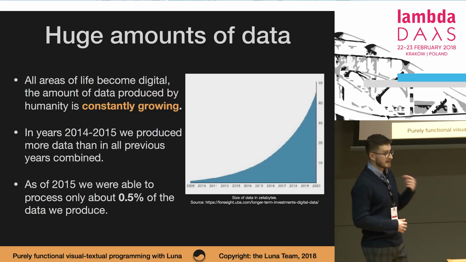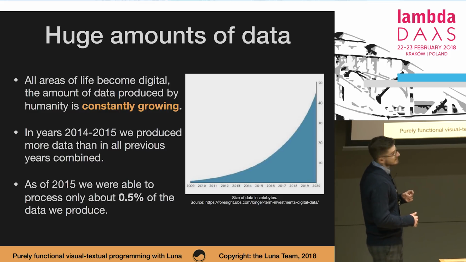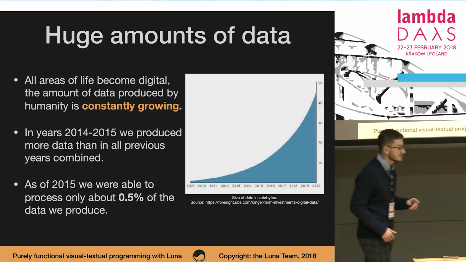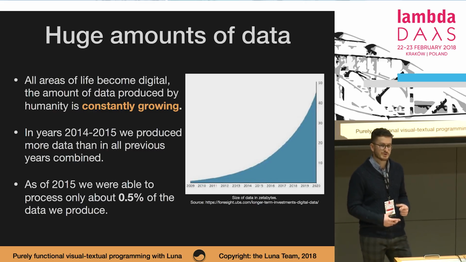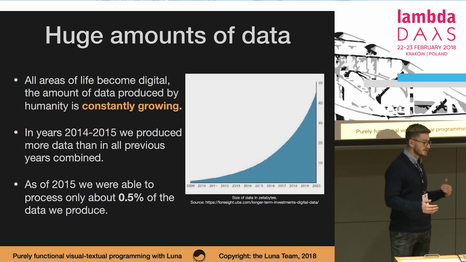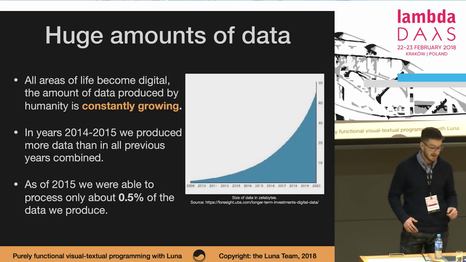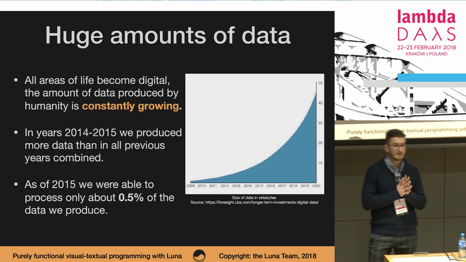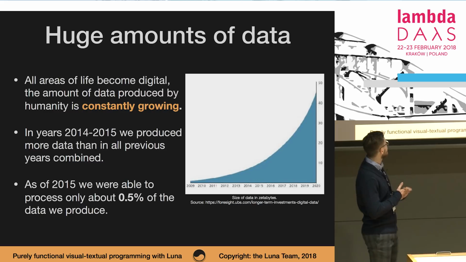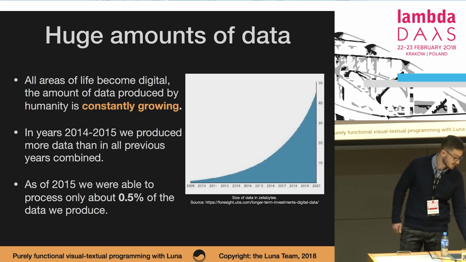To back this intuition up, I have a fun yet not really scientific fact. In 2014 and 2015, we produced more data than in all the previous years combined, right? So this is the exponentiality. And better still, in 2015, we were only able to process around 0.5% of the data. So that's a lot of unharvested potential for you.